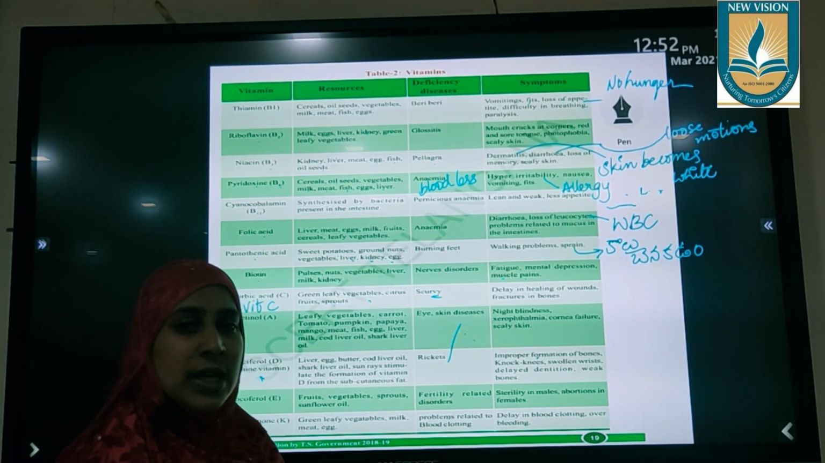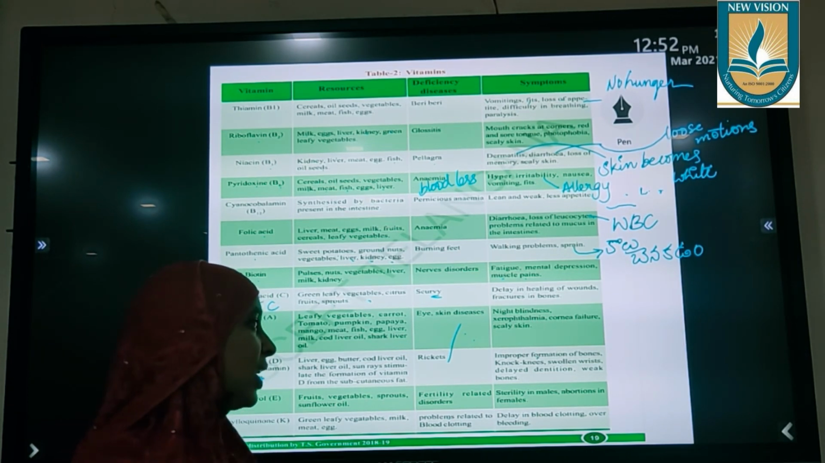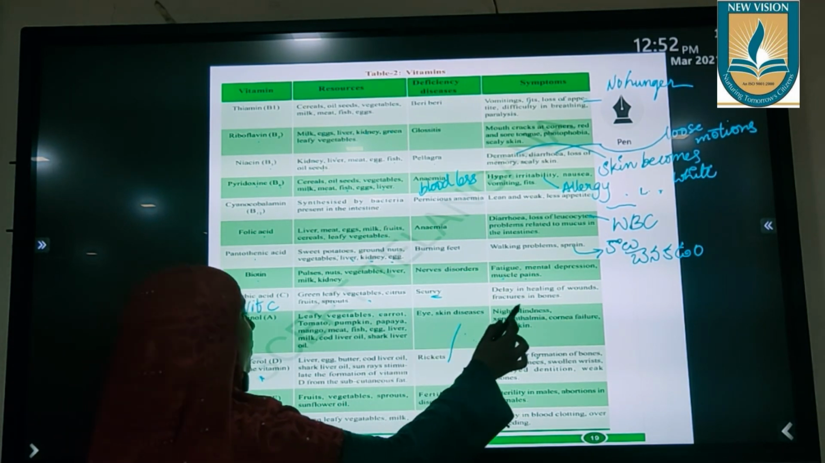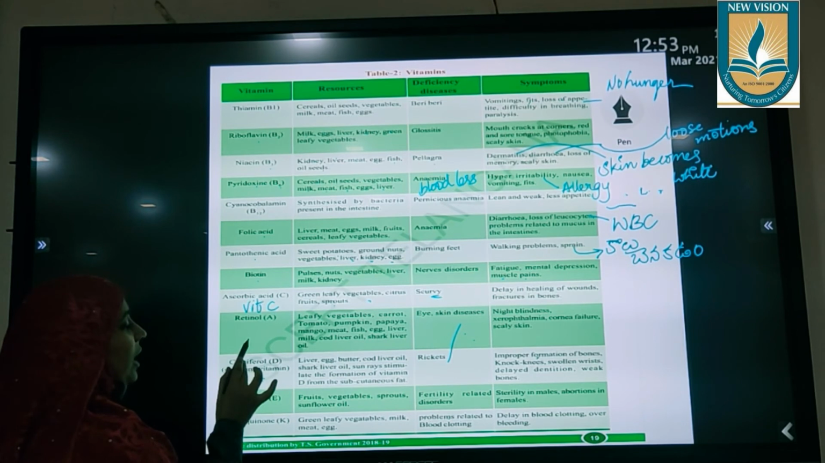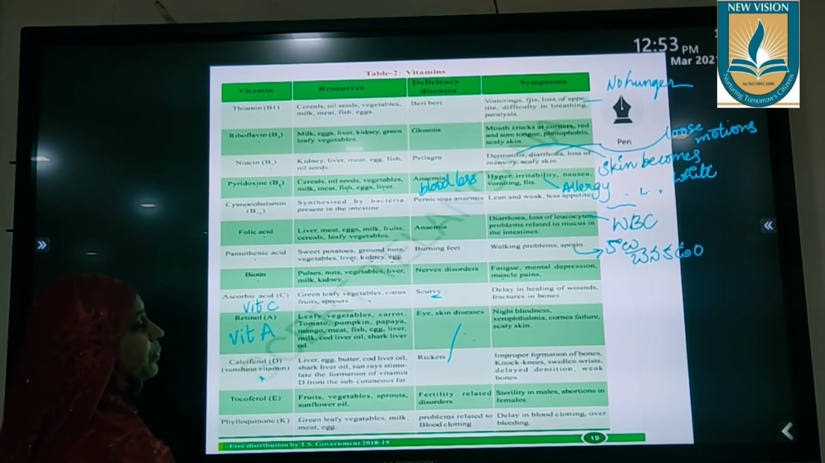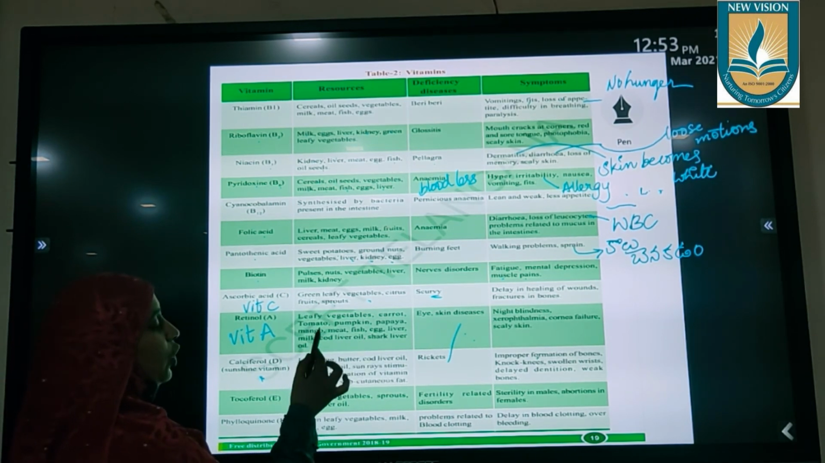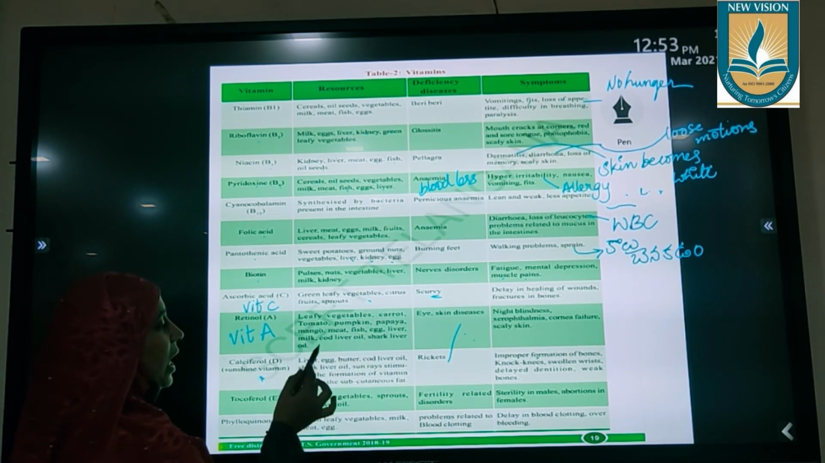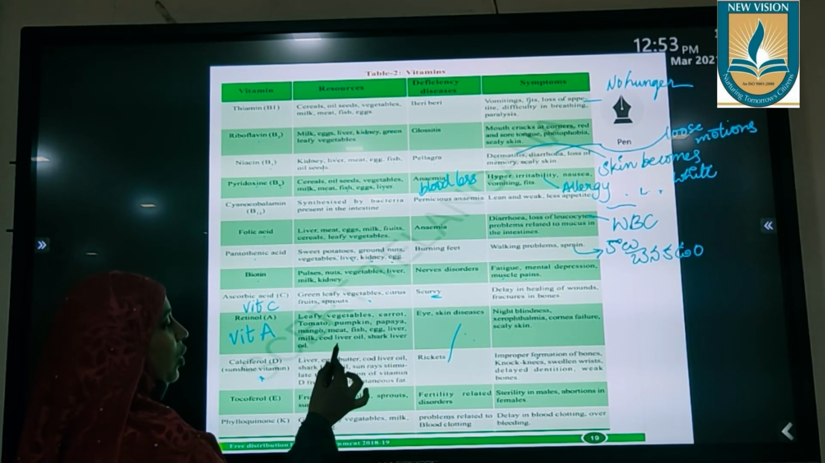Bones are very weak. If you slip down accidentally, it may lead to fractures also. So fractures in bones is one of the conditions of scurvy. Next, retinol, vitamin A. Retinol is vitamin A. It is found in leafy vegetables, carrot, tomato, pumpkin, papaya, mango, meat, fish, egg, liver, milk, cod liver oil.